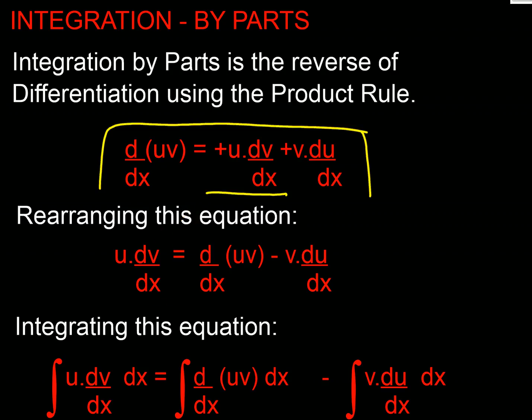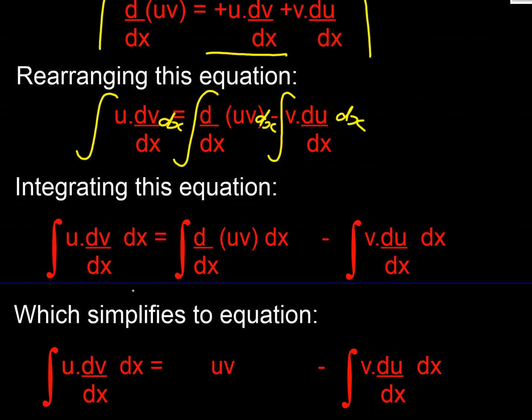My next step is just to take this equation I've got and integrate it. So I'm going to integrate each of these terms like that. And if the original is true, then the integral must be true. So there we have it. The integral of u dv by dx is going to be equal to the integral of a differential, and then we take away the integral of the v du by dx term.